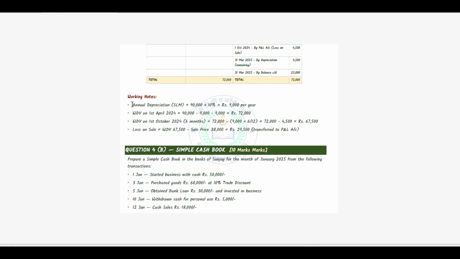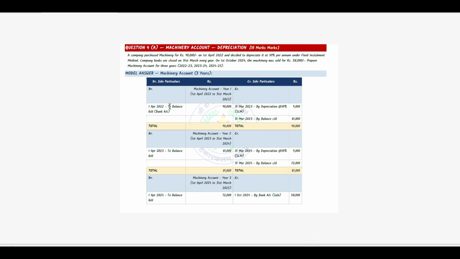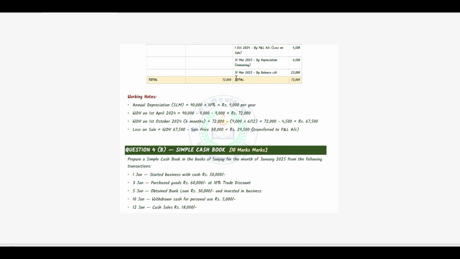What are the working notes here? Annual depreciation: it is said that it is the straight line method, because here it is already mentioned that every year it will be the same, that is the fixed installment method. Fixed installment method means nothing but SLM, that is straight line method. So don't get confused in between.